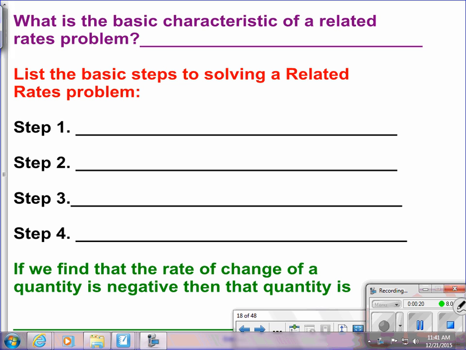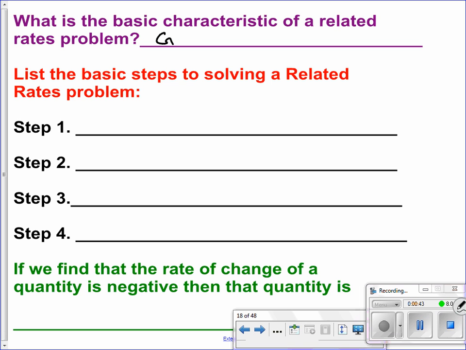So how do you even know when you're reading a problem if it is a related rates problem? What are some of the clues? Yeah, if you're given a rate and you're asked for a rate. You're given a derivative, and you're asked for a derivative. So that's the clue. They tell you the rate at which something changes is this, and they want to know the rate at which something else changes.